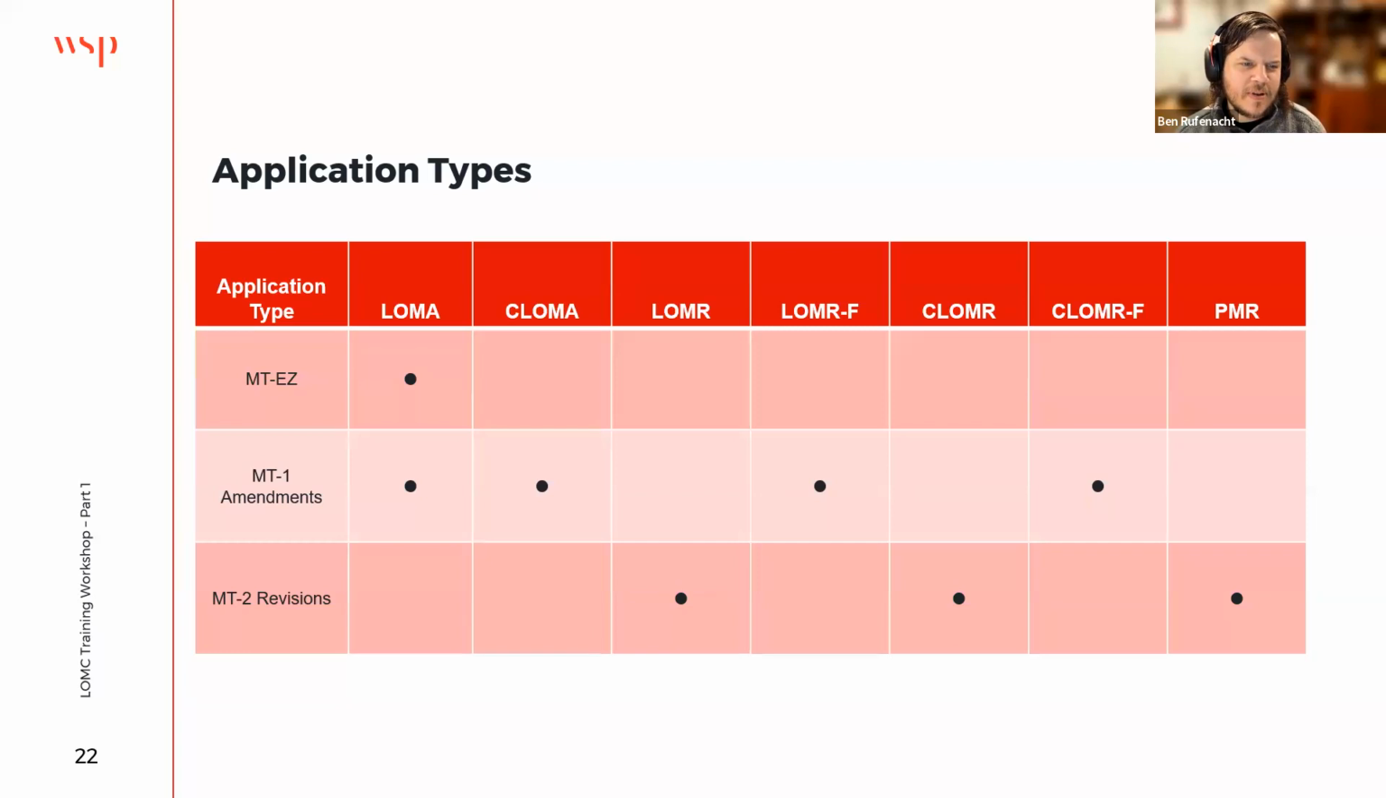Otherwise, MT1s are for amendments. So anything that doesn't actually change the map, it just certifies that a structure is out of the floodplain. The MT1 application is for those situations. So you can see LOMA, CLOMA, LOMRF, CLOMRF. And then anything that actually changes the flood insurance rate map goes to an MT2 revision. So LOMRs, CLOMRs, and PMRs will fall under that.